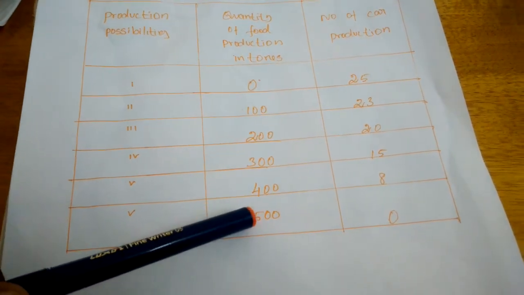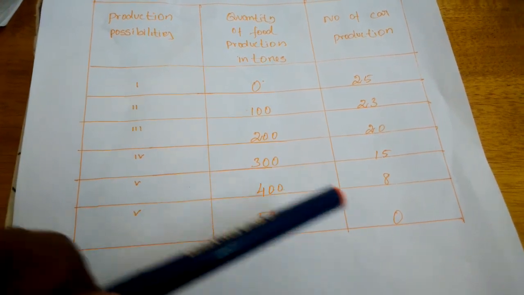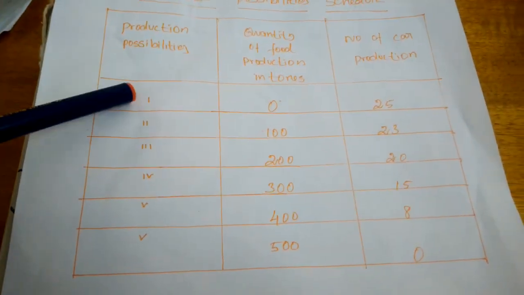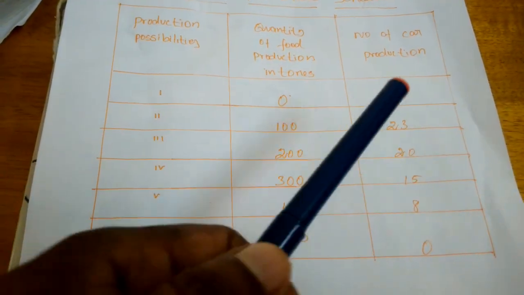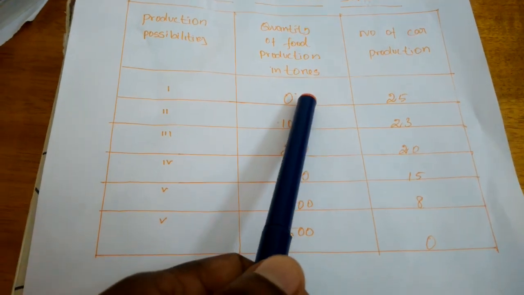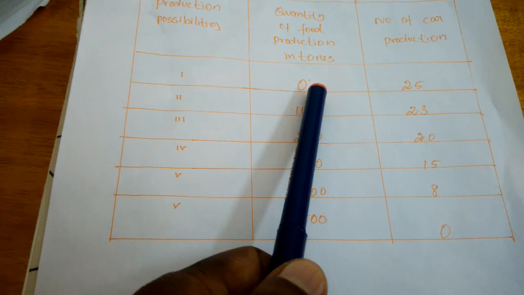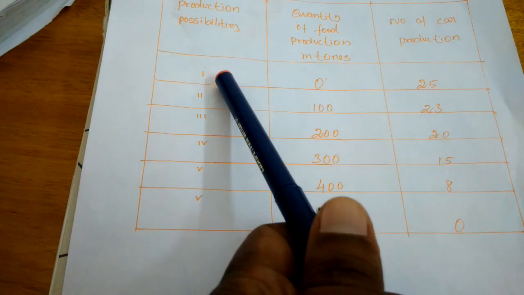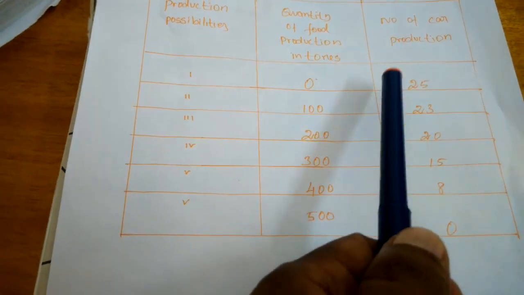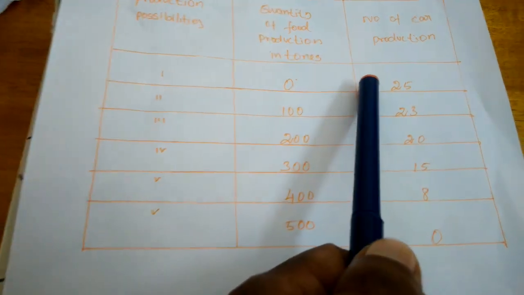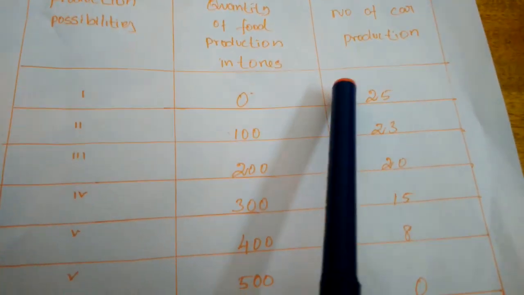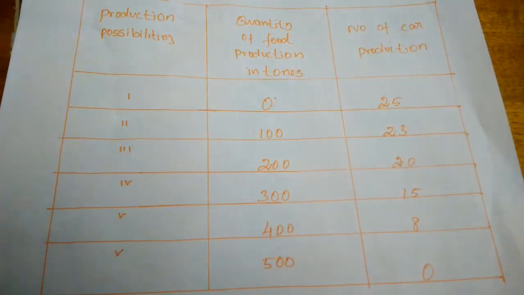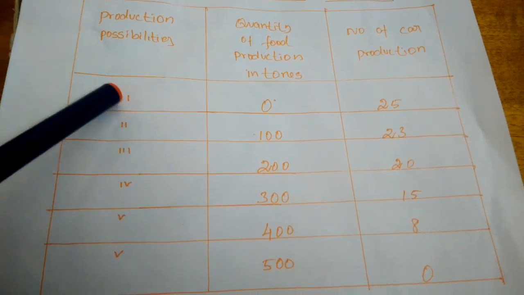Here we can produce 500 tons of food without producing any cars. Otherwise, developed nations could produce a number of cars without producing tons of food. But no nation will choose the first possibility, because even if you have more resources or a high national income, we must produce food items. So no nation will select the first possibility.